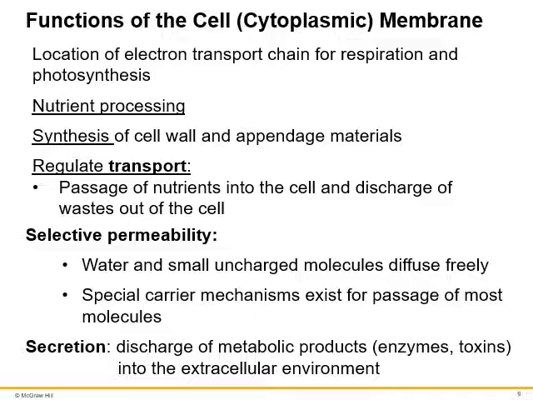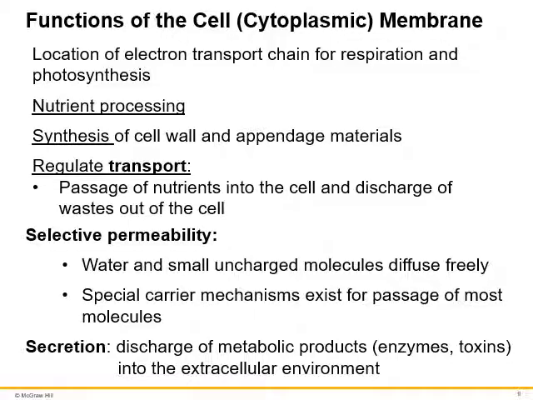So the cell wall materials have to be made and processed and passed through that cell membrane in order to be assembled on the outside of the cell membrane. They also regulate what goes in and out of the cell. They are selective permeability barriers. They are going to be able to keep some things out and allow small uncharged molecules to pass through easily.